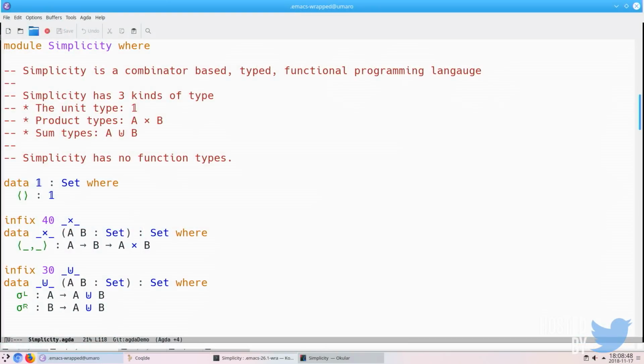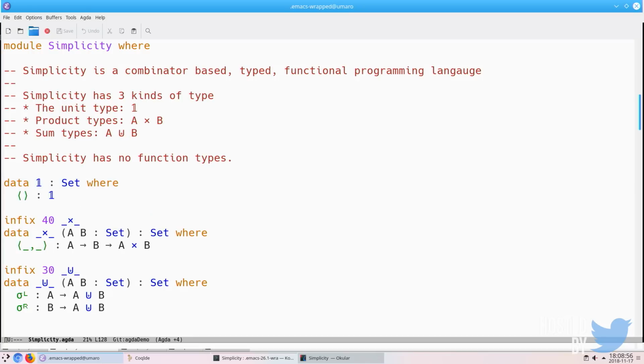Right? So Simplicity itself is a combinator-based typed functional programming language. Let's focus on the types first. There are three kinds of types in Simplicity. We have the unit type, which we denote by this little one over here. It has exactly one member of that type.